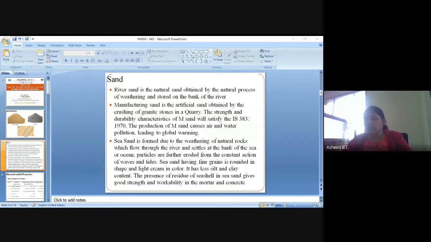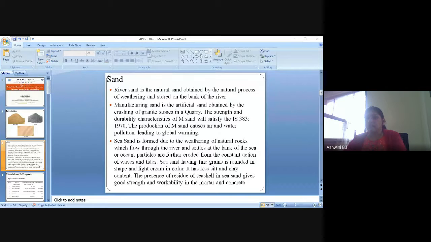Initial setting time, we have got 30 minutes. Final setting, 600, so it is 600. Fineness, less than 10%, we have got 55%. Specific gravity 2.9 to 3.15, so we have got 3.